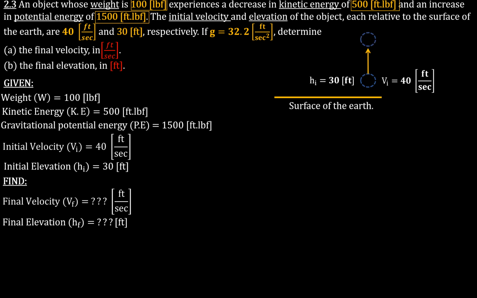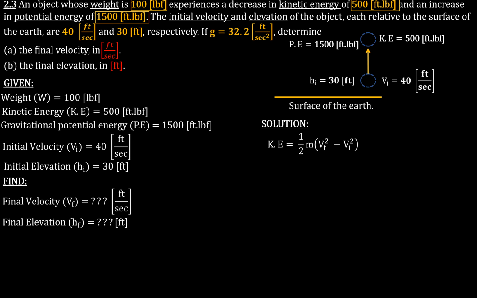So the object will reach a certain height, and at that height we will have a kinetic energy of 500 feet times pound force, and a potential energy of 1500 feet times pound force. All right, so now let's start the solution.